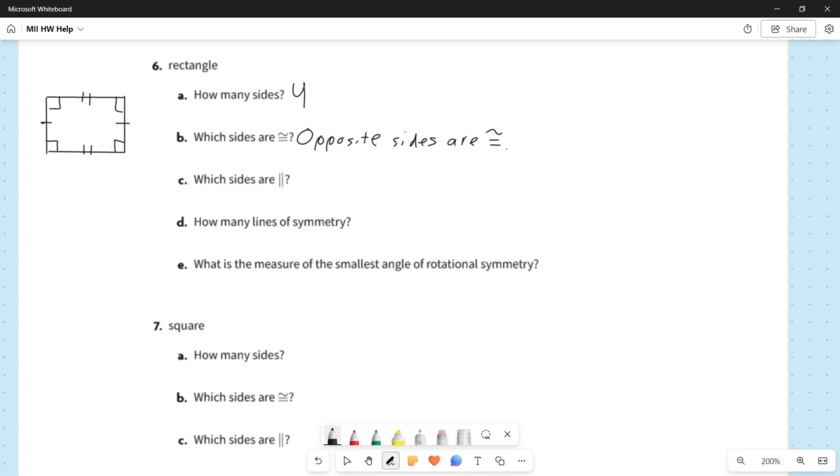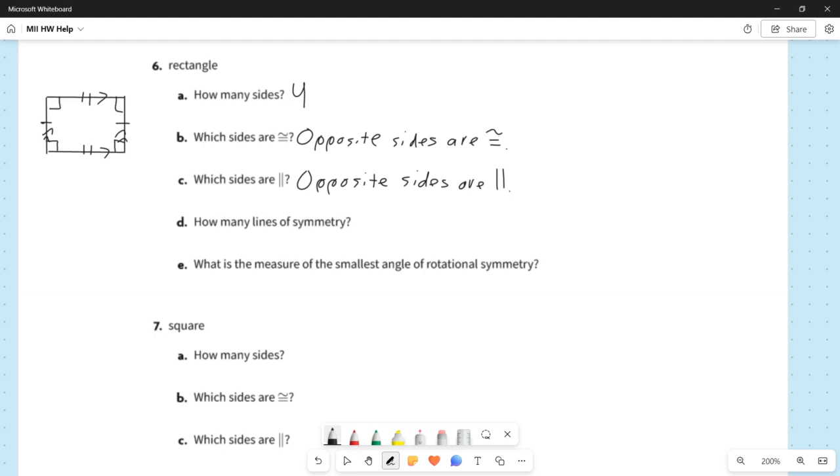Which sides are parallel? Again, a rectangle is a parallelogram. It is a special kind of parallelogram. And so the definition of a parallelogram is that opposite sides are parallel. And so with a rectangle, because it is still a parallelogram, this is still true. Opposite sides are parallel. Otherwise, it wouldn't be a parallelogram. And all rectangles are just specific examples of parallelograms.